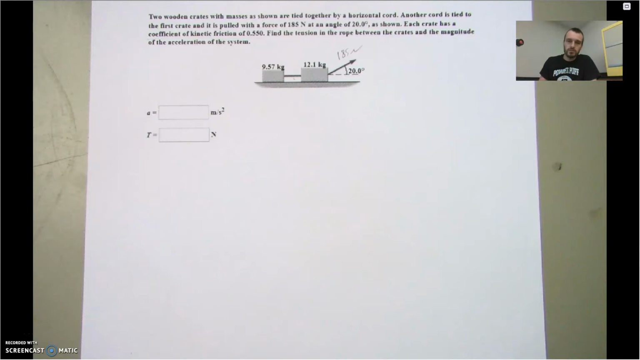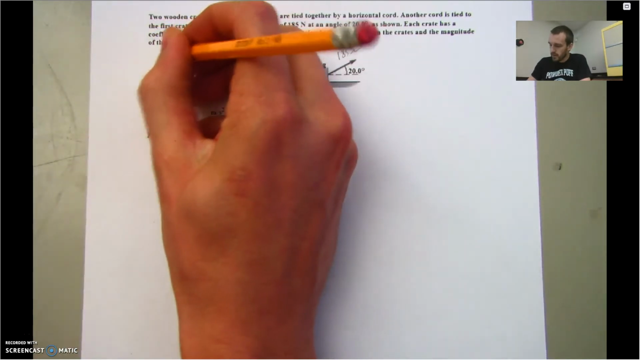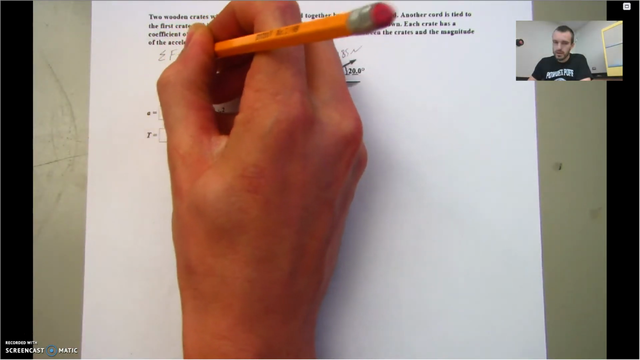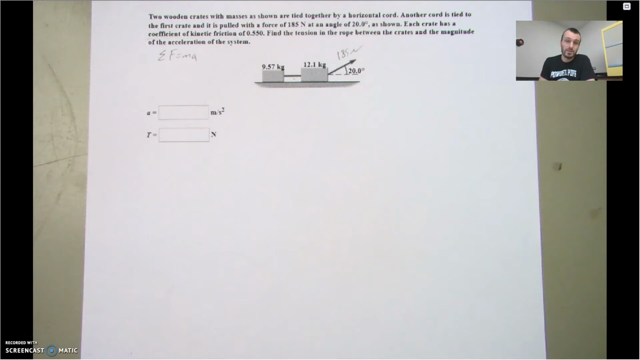You see, an unbalanced force causes a mass to accelerate, and if the forces are balanced, then there's no acceleration. And so the strategy we use is Newton's second law, sigma F equals ma, which means the sum of the forces in a particular direction cause a mass to accelerate, or not, if the forces are balanced.